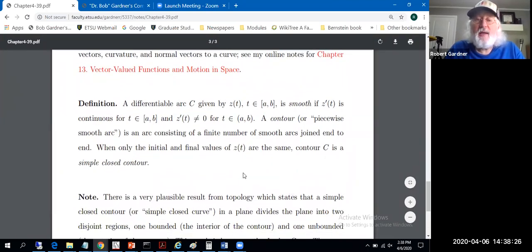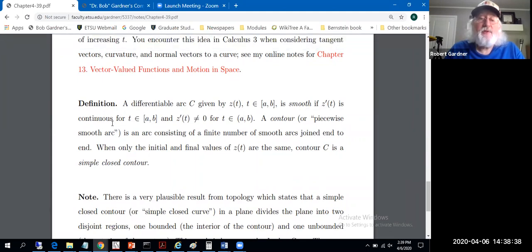All right, we finally get to defining a contour. A differentiable arc C, given by Z of t, where t ranges from A to B, is smooth if Z prime of t is continuous, so if the derivative is continuous, for all t between A and B, and Z prime of t is not 0 in the interior of that interval. So you think you start, you move around, and you don't stop until you get to the t equals B value. So Z prime of t is not 0 means we started, we moved, we didn't stop, we certainly didn't back up. If the derivative is non-zero, it can't, in a sense, change from positive to negative.